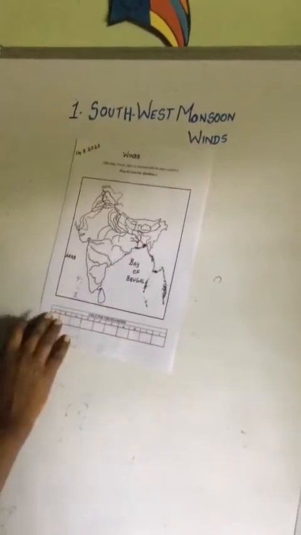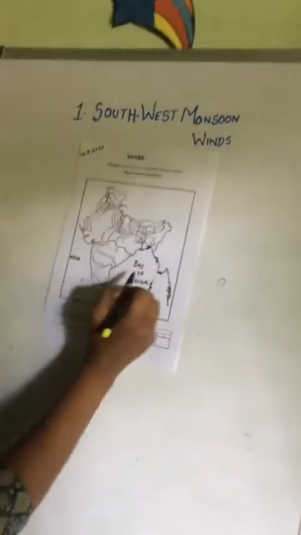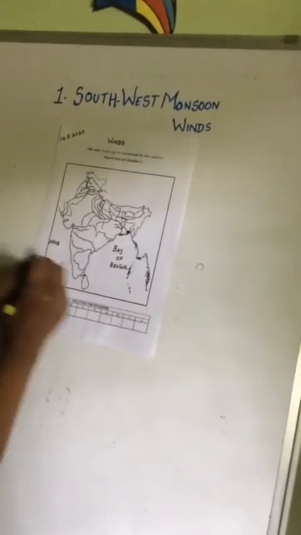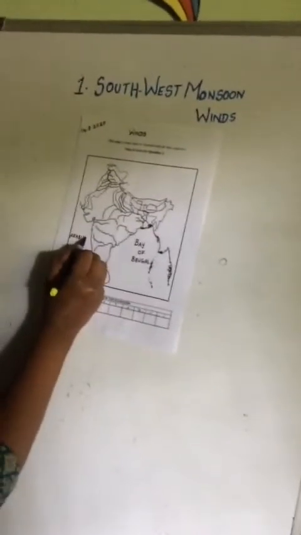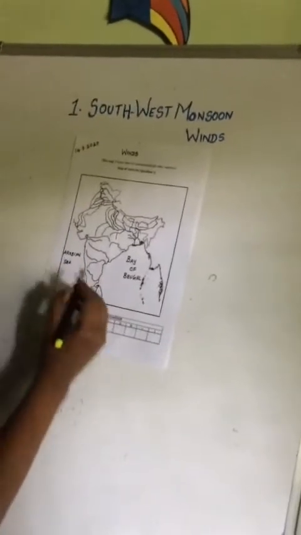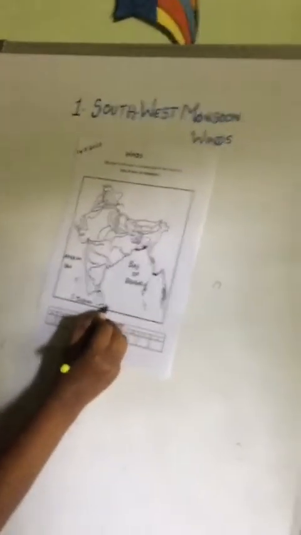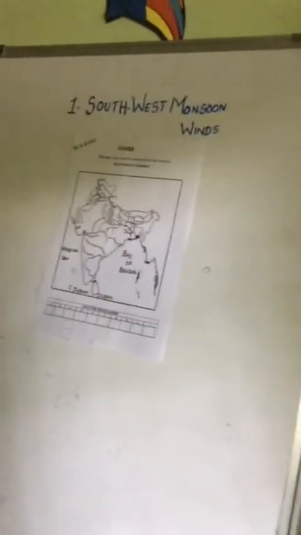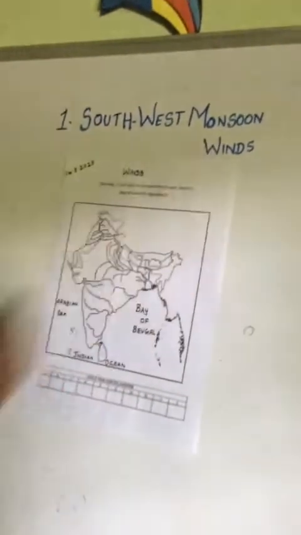And very essentially, you should start with the ocean and the water body's name. If you don't write the ocean name and the water body's name, this question is not evaluated in the exam. So, Bay of Bengal, Arabian Sea and Indian Ocean. This is the first and foremost thing you need to do when a map question is asked in the exam. Now, let us start the marking of southwest monsoon winds.